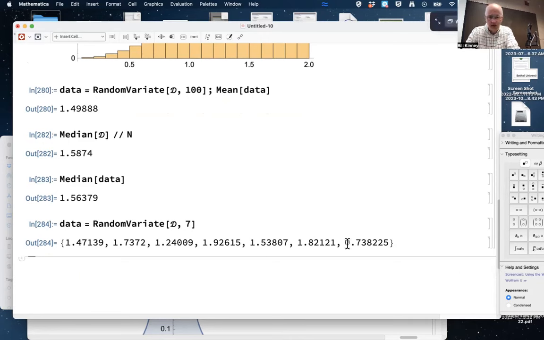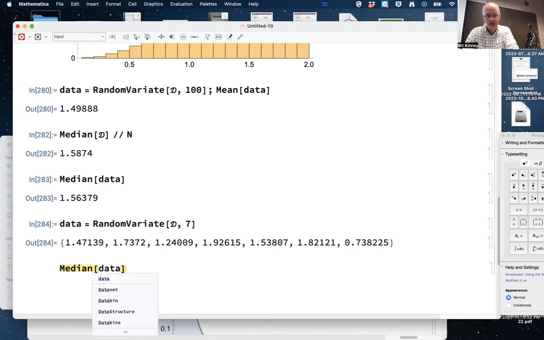Let's just see if we can eyeball it here. Here's the smallest number. n is 7 here, so (n plus 1) over 2 would be 4. The median is in the 4th spot. Here's the first spot, second smallest, third smallest, fourth smallest, I think. And if you go backwards from largest downward, that'll be the 4th largest as well. So the median of that data set should be what you see there, 1.53807.